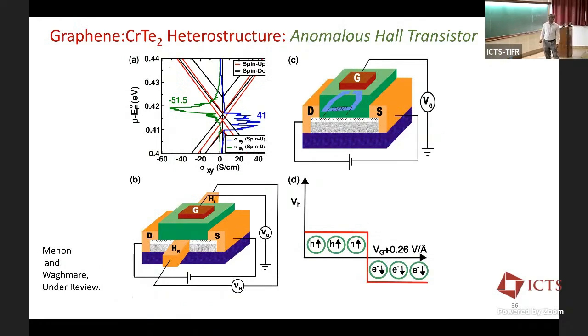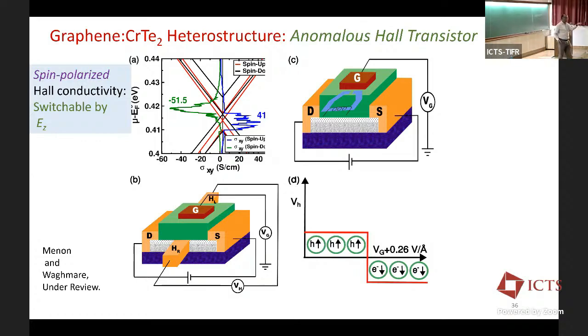This is probably the last slide, the anomalous Hall transistor. And this is based on the calculation of Hall conductivity as a function of chemical potential. What we see is as the chemical potential crosses the Dirac point or split Dirac points, you have a non-zero sigma xy for one spin below, for holes, and the other spin for the electrons. So it's a spin polarized Hall conductivity, which is switchable by Ez.